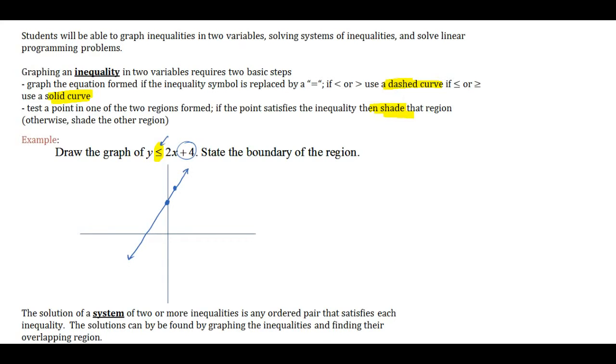And now all we have to do is test. And so I will test the point 0, 0. Only key here is that you need to test a point that is not on your line. So I know that the point 0, 0 is not on the line because I can see it. So I will test it.